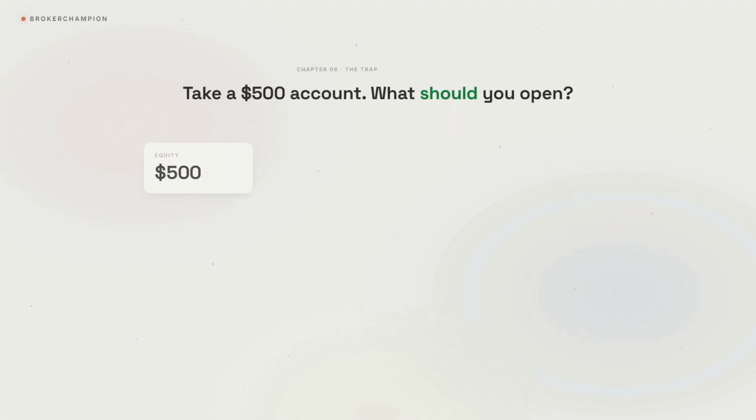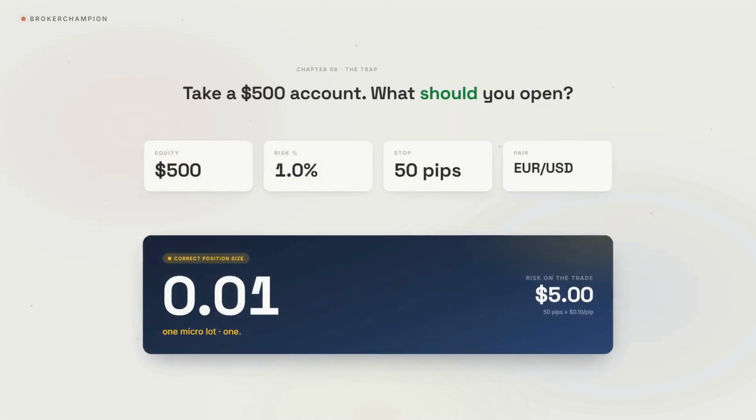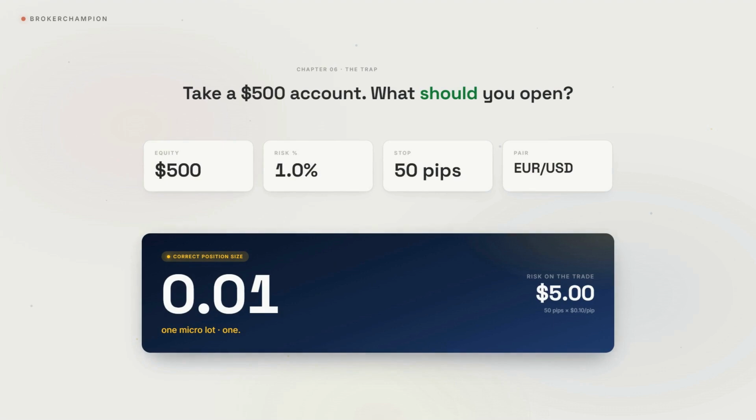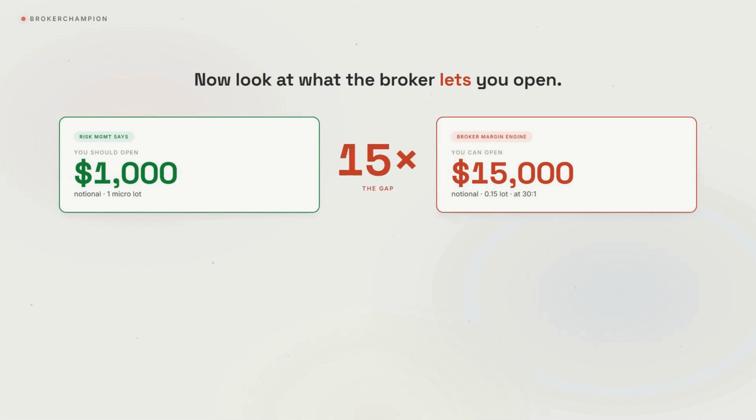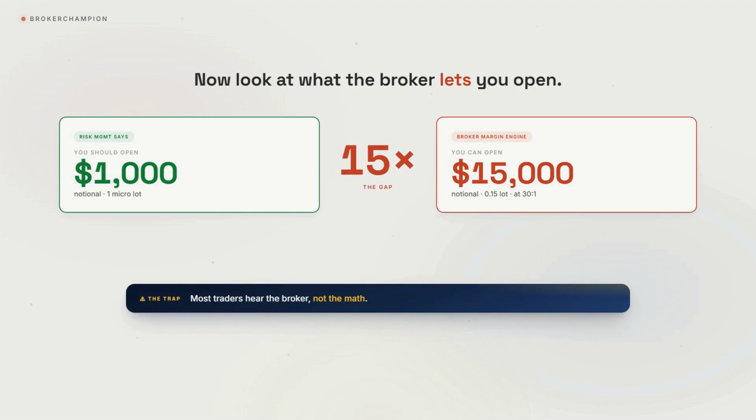Now back to the number that opened this, the 5 to 10 times oversizing problem. Here's why it's so universal. Take a $500 account, 1% risk, 50 pip stop on EUR/USD. The correct size is 1 micro lot, 0.01. Now look at what the broker will let you open. At 30 to 1 leverage, the ESMA cap, that same $500 account can technically open $15,000 of notional. That's a 0.15 lot position. 15 times the size that risk management says you should be trading.